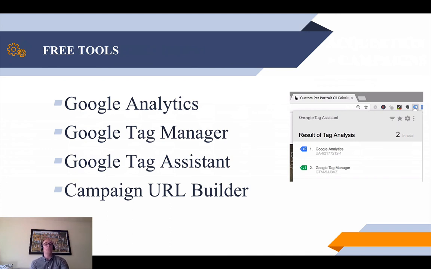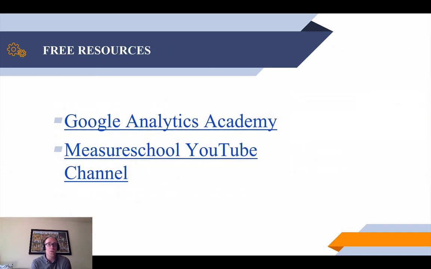And then the campaign URL builder says, that's nice that my email is getting me calls, it's nice that social media is getting me calls, but what campaign specifically within the ads or campaigns we're doing is getting us the results? Now we can know that.